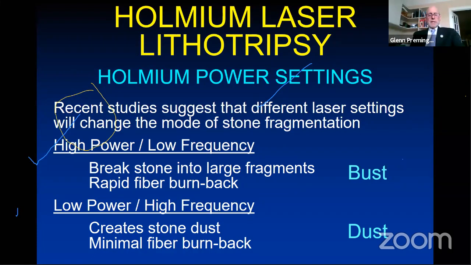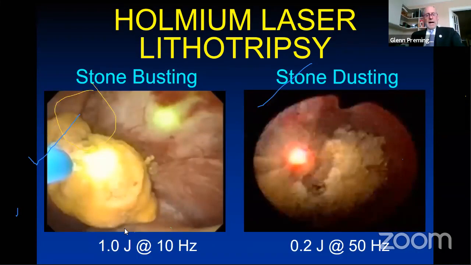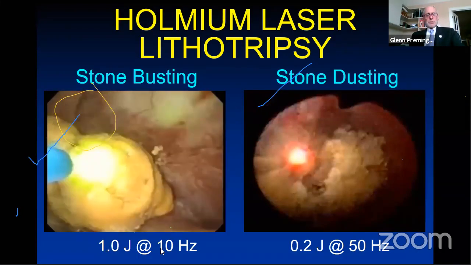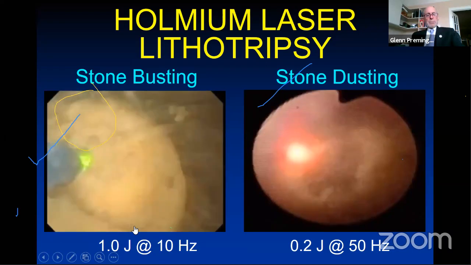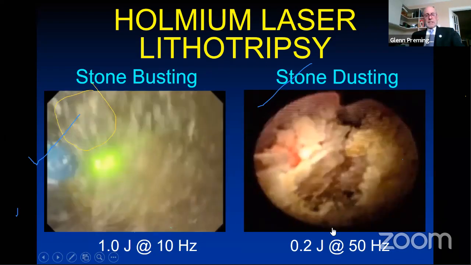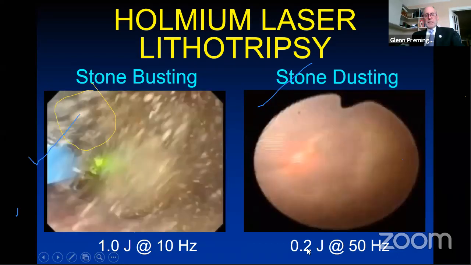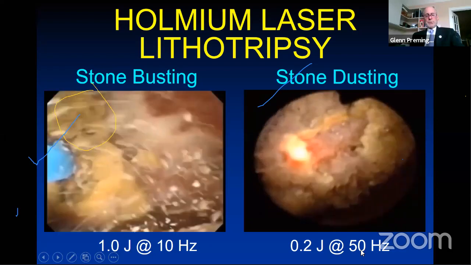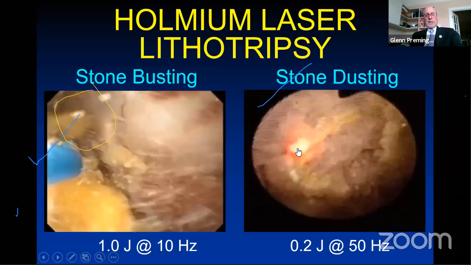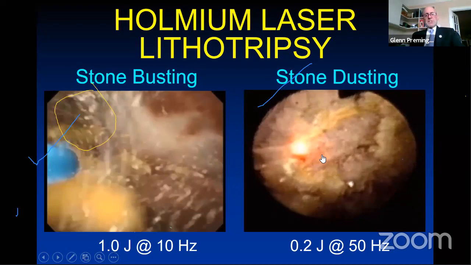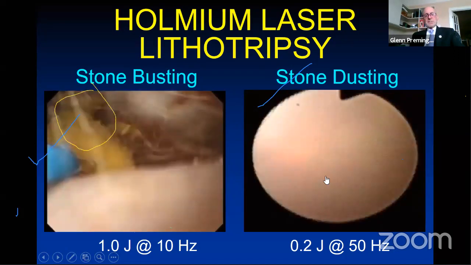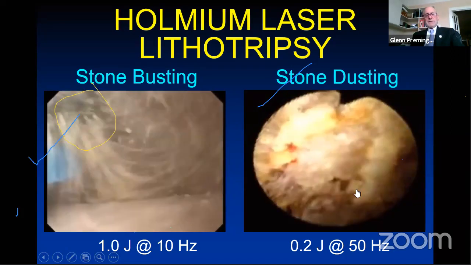And so we found that at high power settings, 1 joule at 10 hertz, we can break the stone up into large pieces. In contrast, with a low power, high frequency setting, such as 0.2 joules at 50 hertz, we can paint the stone and just create sand within the collecting system that can easily be flushed out with irrigation.